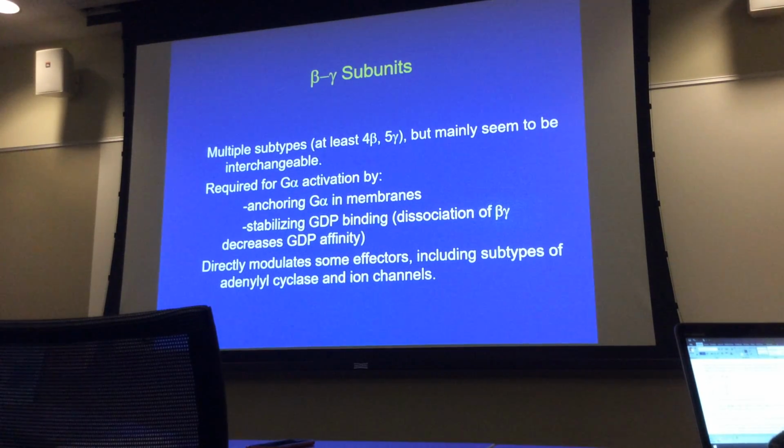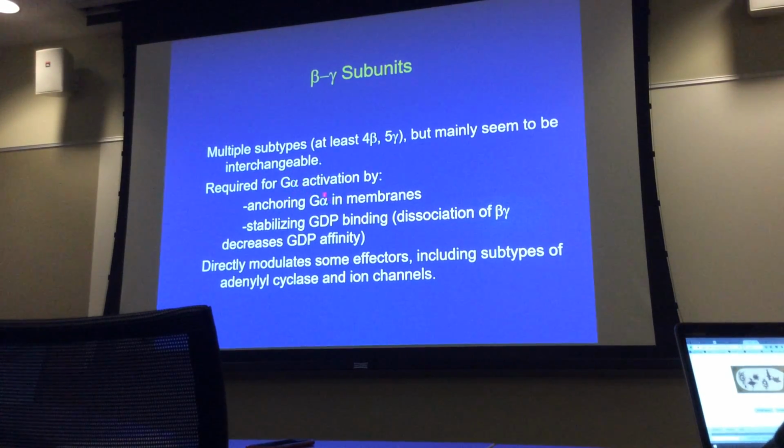There are multiple subtypes of beta gammas. There are at least 4 different genes that code for betas and 5 that code for gammas, but they all seem to work the same. I don't really know why they have this heterogeneity. So they do 2 things. Actually, 3 things. Beta gamma subunits are required for G-alpha activation.